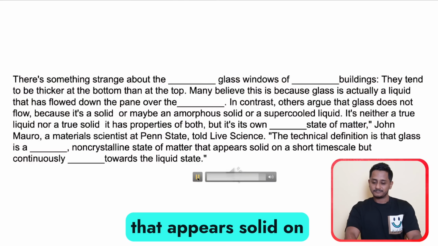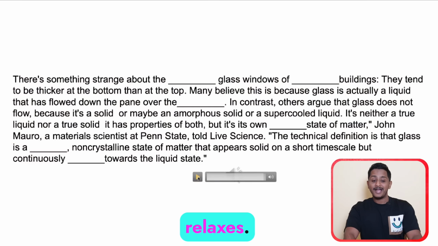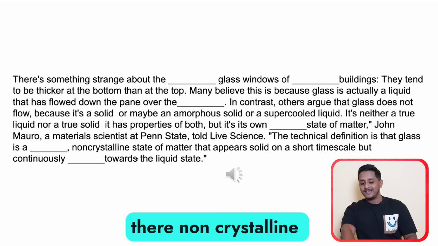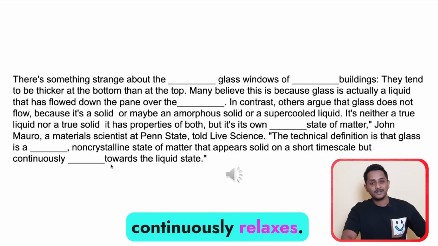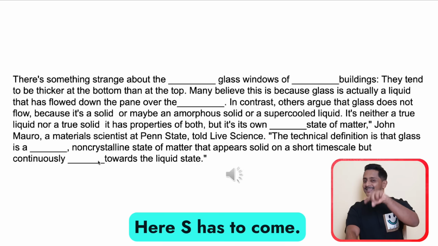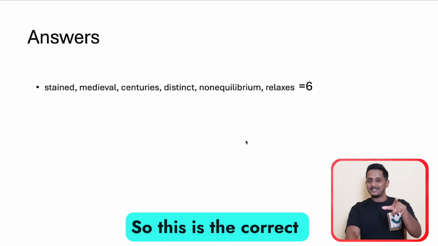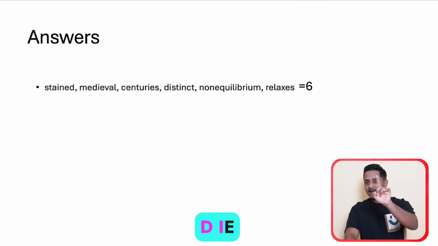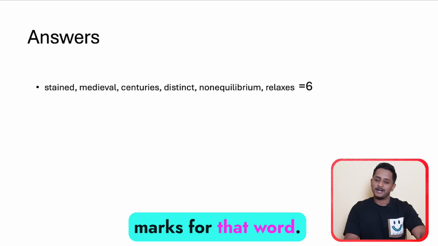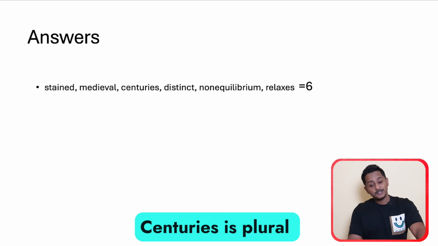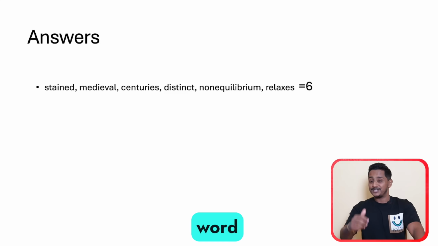Non-crystalline state of matter that appears solid on a short timescale but continuously relaxes towards the... Relaxes? See the previous line there? Non-crystalline state of matter that appears solid but continuously relaxes. Appears, relaxes. Here s has to come. If you miss out on this s, then marks will not come. So this is the correct answer. Stained, ed, medieval, d-i-e-v-a-l. Even if 1 letter is wrong, you're not going to get marks for that word. Centuries is plural. Distinct, d-i-s-t-i-n-c-t. Non-equilibrium is 1 word, it relaxes.